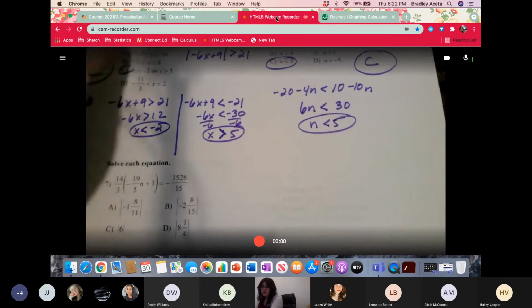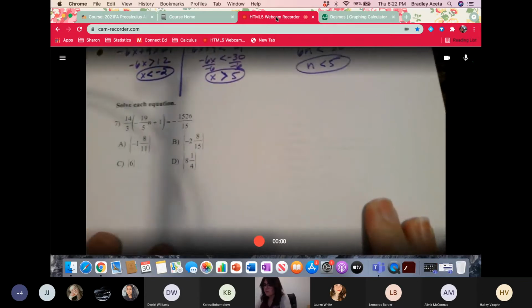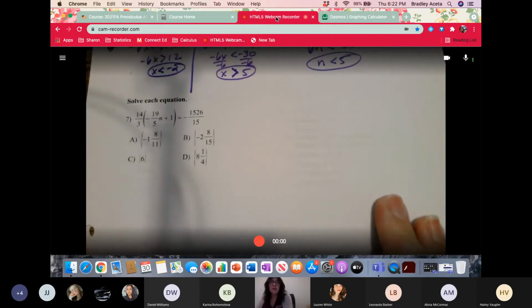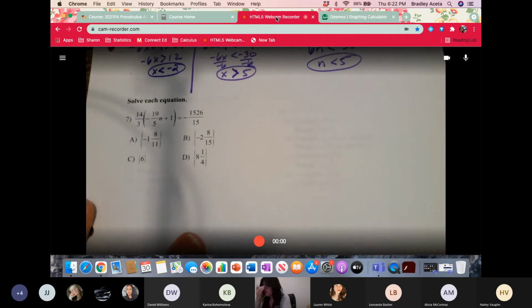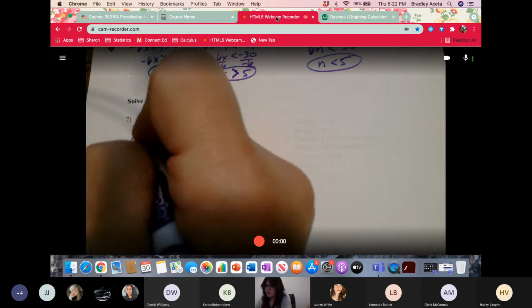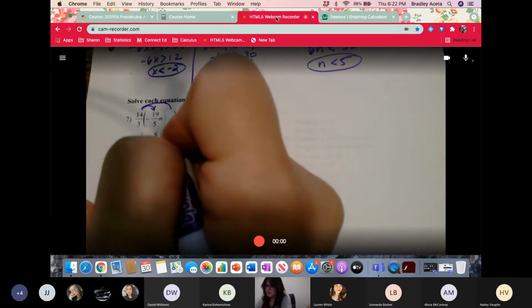All right, and another solving equation, one with fractions. Remember how to get rid of fractions. Best way to get rid of fractions is find common denominator. But honestly, before I do that, this 14/3, I'm going to distribute it first.